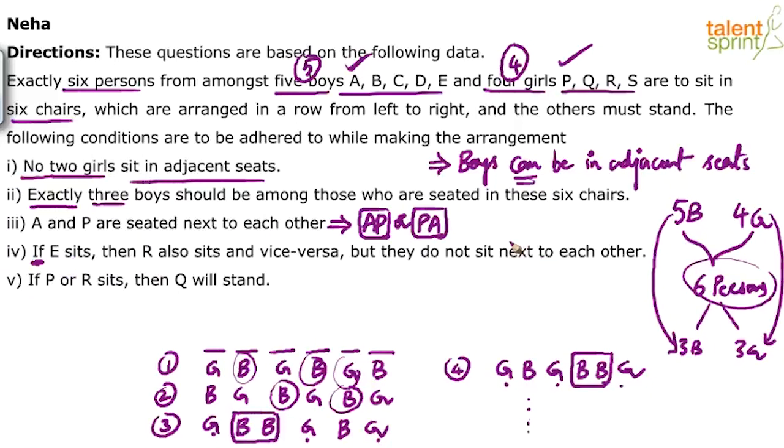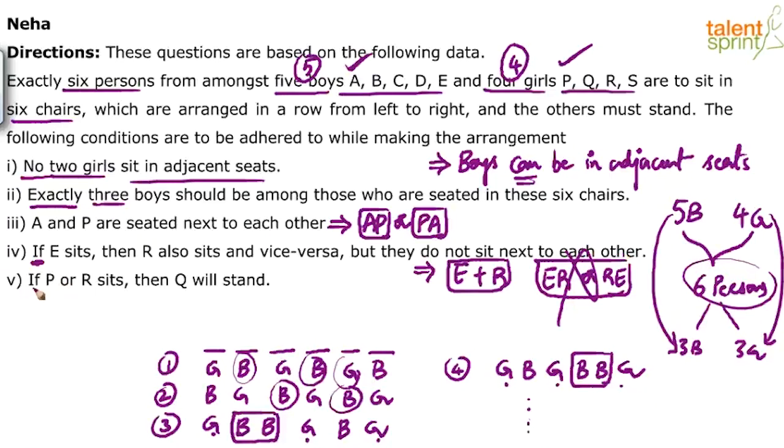However, they do not sit next to each other. So what does this mean? This point means that E and R will go together. You understand? If E is in the group, then R is also into the group. If R is in the group, then E is also into the group. But they will not sit next to each other, right? ER or RE is not allowed. This is not allowed, right? E and R being together or R and E being together is not allowed. If E is there, then R has to be there. If R is there, then E has to be there, right?